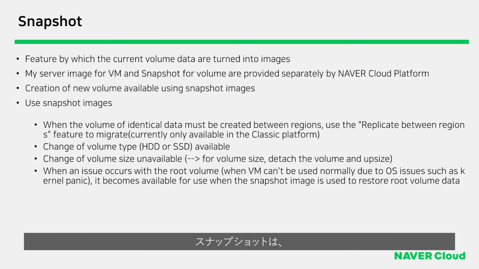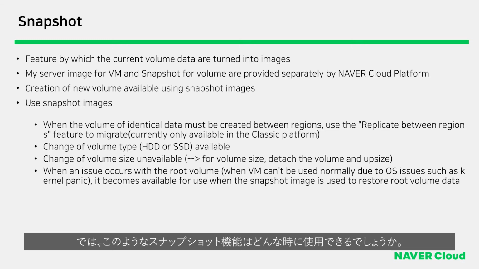The snapshot feature can create an image of the data stored on the block storage at the current time, while my server image creates an image of current data for the server, as well as additional block storage. Snapshot creates an image only for the block storage. You can create new block storage through the snapshot feature.